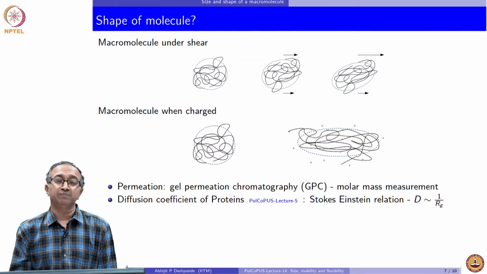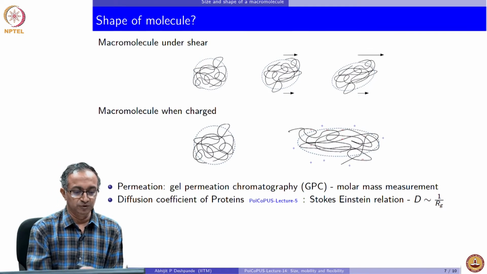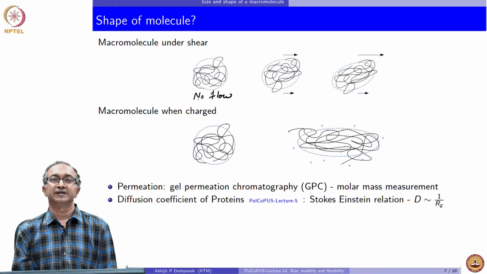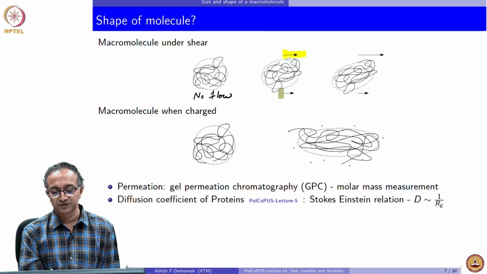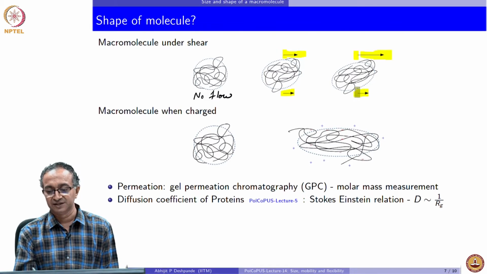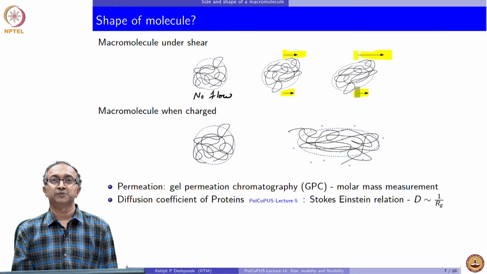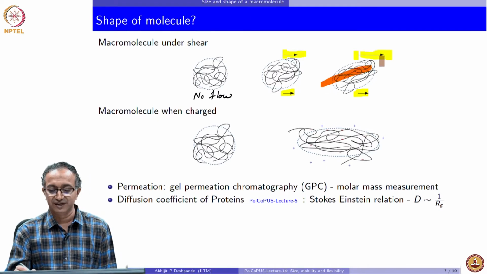And what happens to the size and shape of macromolecules when we apply shear? So for example, when there is no flow, the molecule is almost spherical volume. But if we apply shear, then what happens is part of the macromolecule has to be moving faster compared to the other part. If we increase the shear rate, and we will discuss this during polymer processing and rheology, when we increase the shear rate, now this macromolecule has a tendency to get stretched.